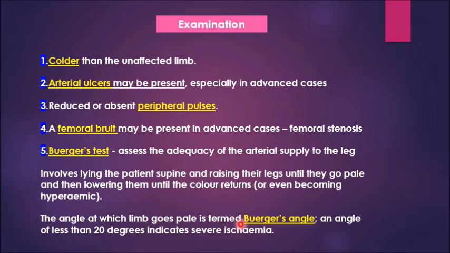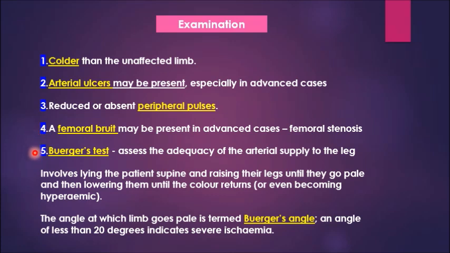On examination, in this patient the affected limb is colder than the unaffected limb. Arterial ulcers may be present, especially in advanced cases. There may be distal peripheral ulcers, reduced or absent peripheral pulses, and a femoral bruit if there's a blockage or narrowing of the femoral arteries. This is seen in advanced cases and can be due to femoral stenosis.